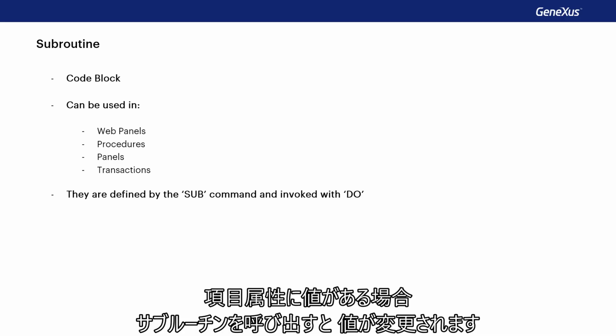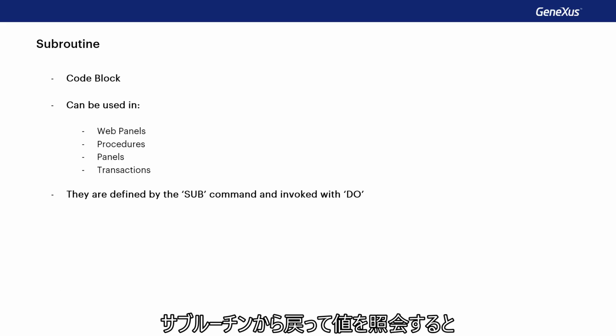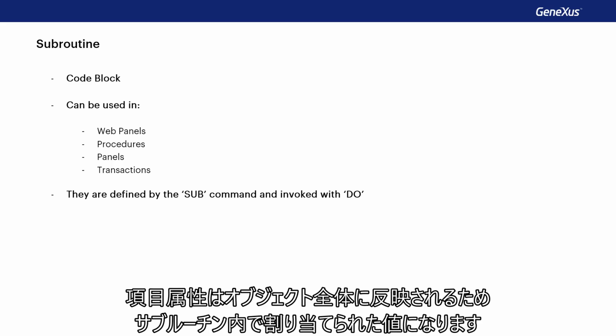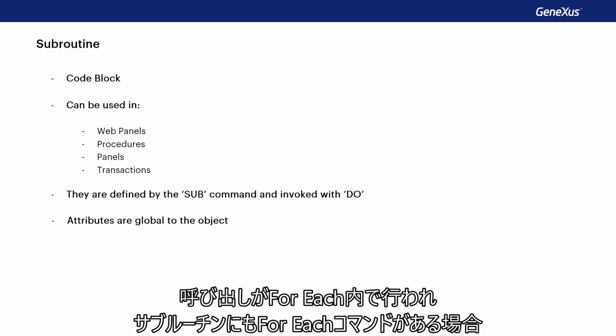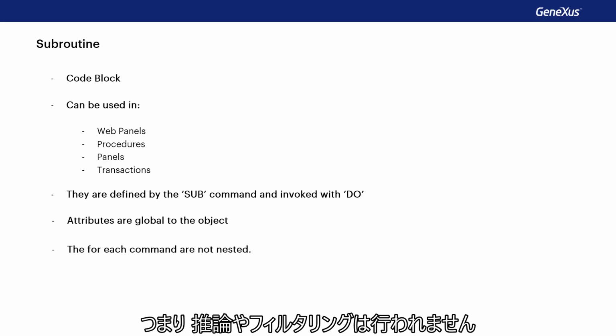If an attribute has a value, when calling the subroutine, it changes. When returning from the subroutine and querying the value, it'll have the value that was assigned in it since the attributes are global to the object. If the call is made from within a for each and the subroutine also has a for each command, they will not be nested. In other words, no inferences or filters will be made.